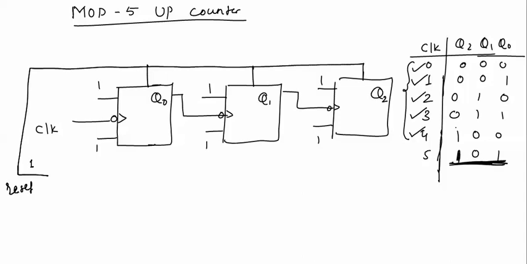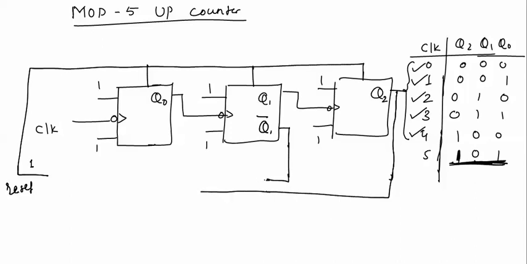At this count Q2 is 1, so we will take this output. Q1 is 0, so we will take Q1 bar, not Q1. Q1 is 0, Q1 bar will be taken. And Q0 is 1, so this Q0 will be taken, and all the 3 will be passed through an AND gate, and this AND gate output will be the reset signal for these flip-flops.